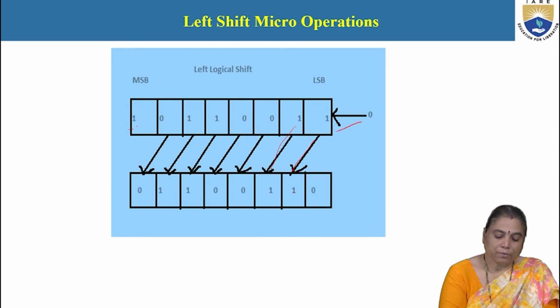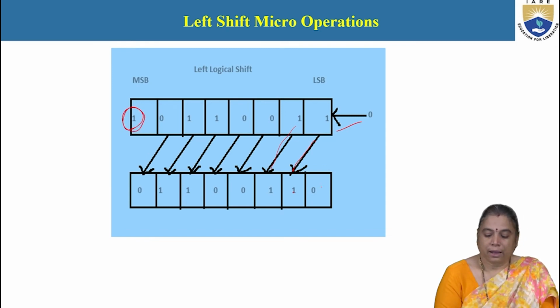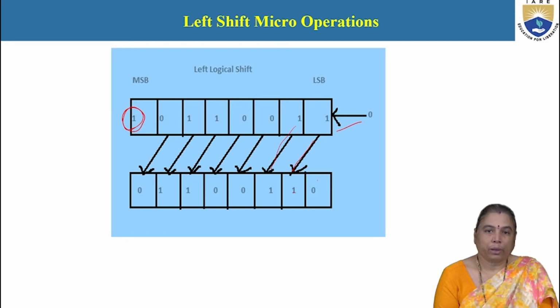And here whatever the MSB is, that is left, can be discarded, and the vacant position that is created at the LSB can be filled with a 0. This type of operation is referred to as the left shift micro operation.